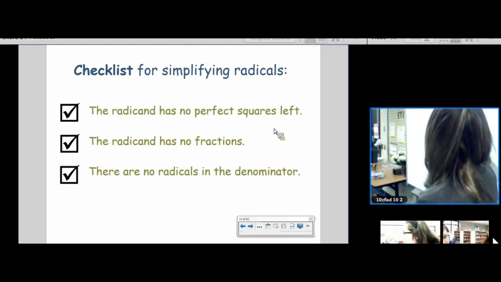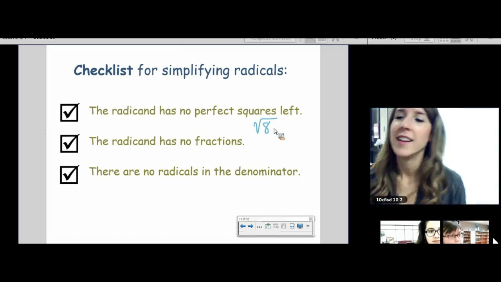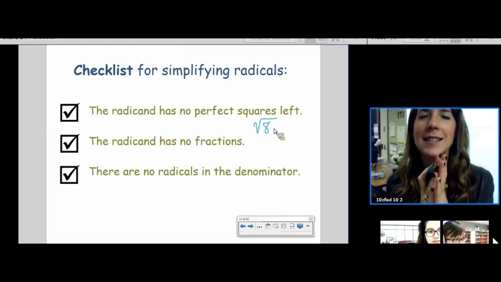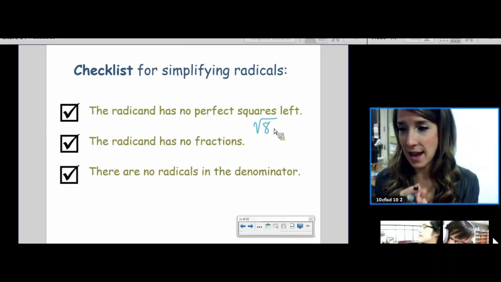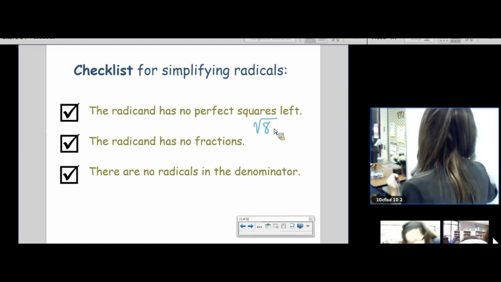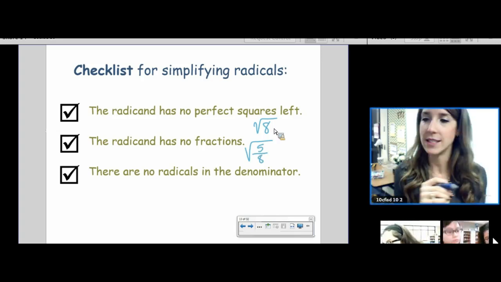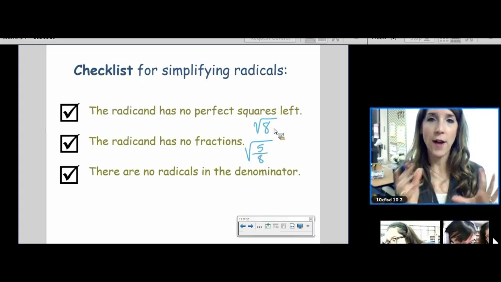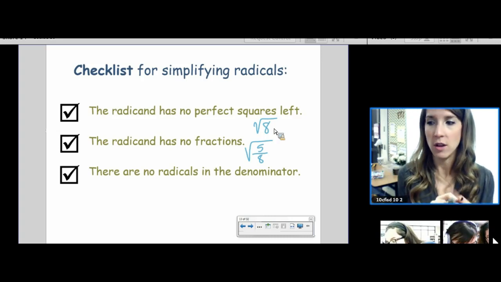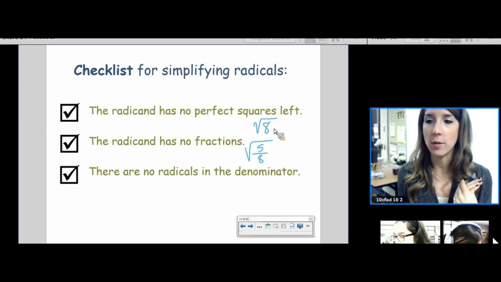For example, the square root of 8, that would not be done yet. There's a perfect square left in 8, so that would not meet our checklist. Second of all, the radicand is not allowed to have fractions. So this would be disobeying the second one on the checklist if there are fractions inside the radical. Now, if there's a fraction as an answer, that's fine. Just can't be inside the radical.